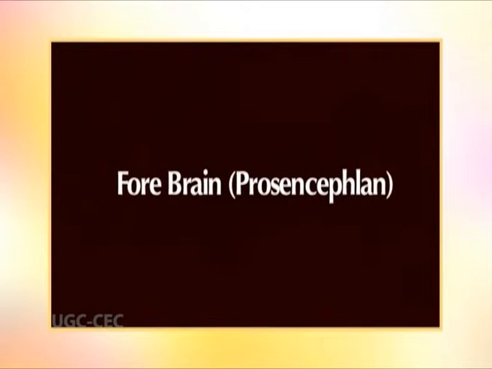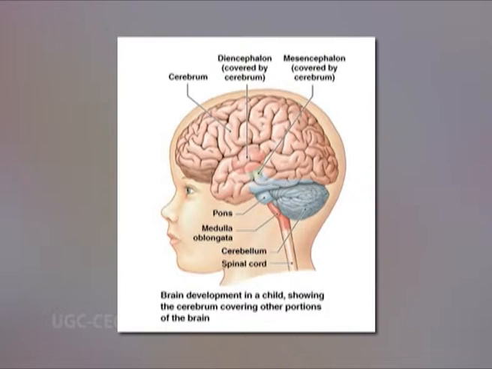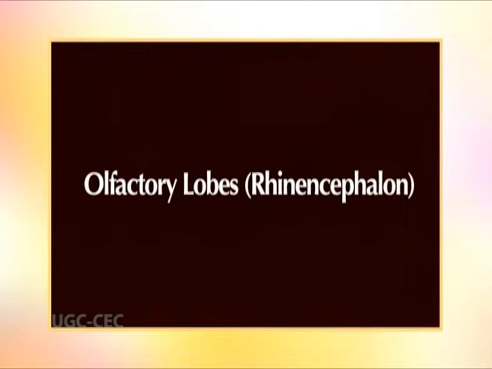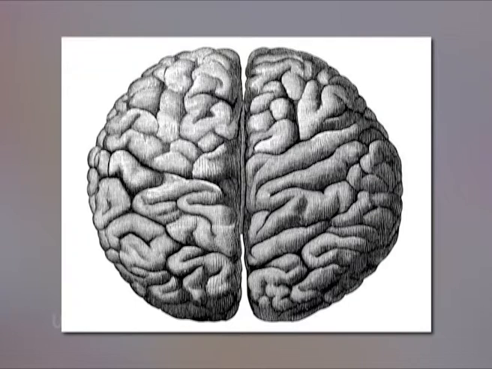First is forebrain, which is also known as prosencephalon. It is the front and the anterior part of the brain and is formed of three main parts. First, olfactory lobes, that's rhinencephalon. They are a pair of small, solid, club-shaped structures which occur inferior to cerebral hemispheres so that they are visible only ventrally. Each olfactory lobe has an olfactory bulb and an olfactory tract.